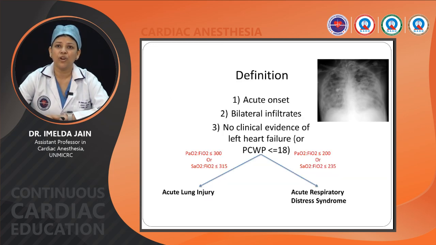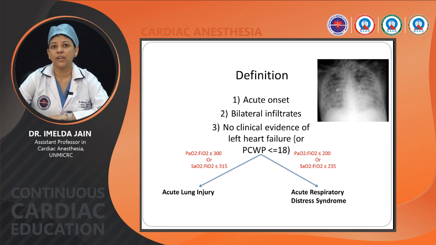The first definition of ARDS was given in 1994 by the American European Consensus Conference. This definition had 4 features. Number 1, the patient should have an acute onset of the respiratory symptoms. The chest X-ray should show bilateral infiltrates, and there should be no clinical evidence of left heart failure. That is, the pulmonary capillary wedge pressure of the patient should be less than 18 millimeters of mercury.